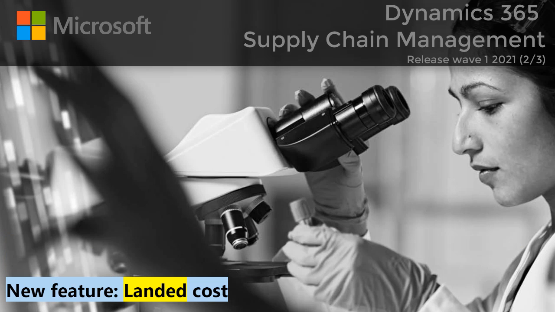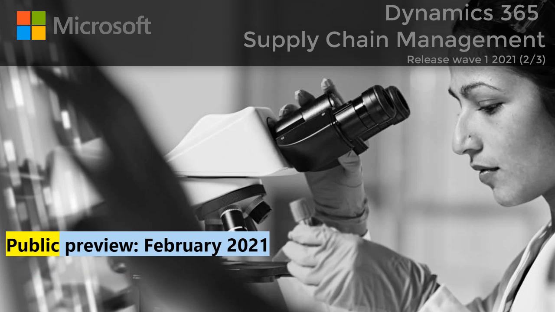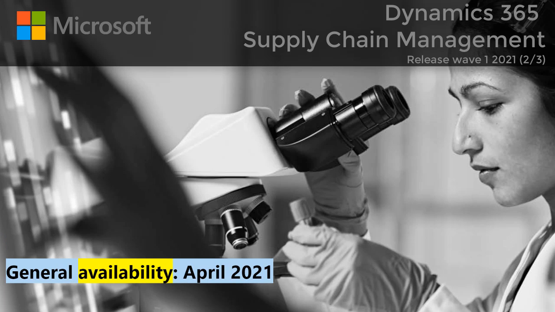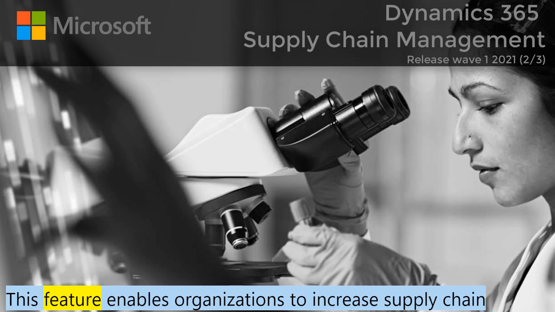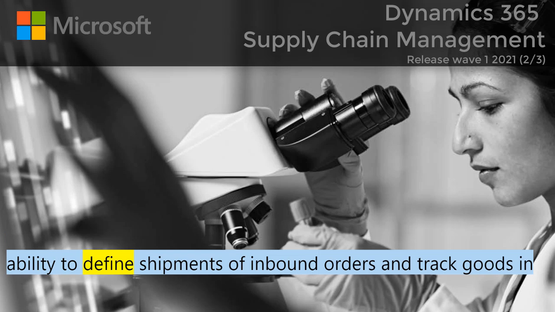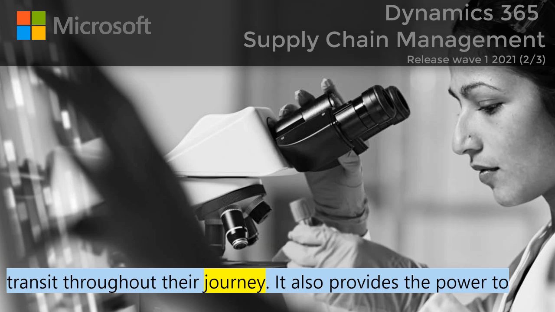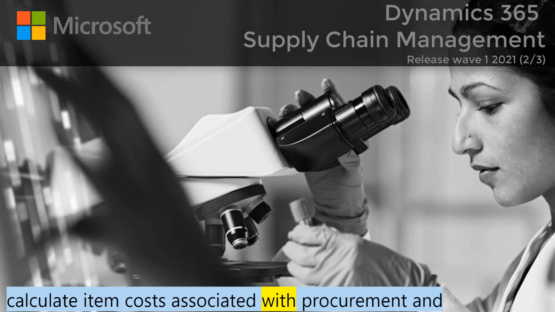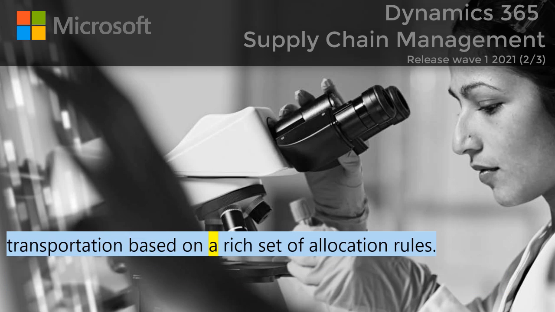New feature, landed cost. Public preview, February 2021. General availability, April 2021. This feature enables organizations to increase supply chain visibility and maximize item profitability. Landed cost provides the ability to define shipments of inbound orders and track goods in transit throughout their journey. It also provides the power to calculate item costs associated with procurement and transportation based on a rich set of allocation rules.